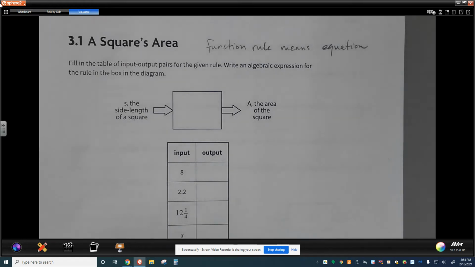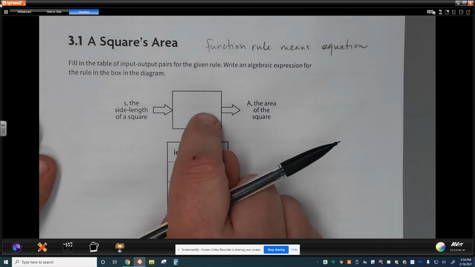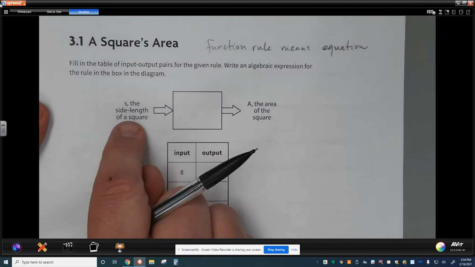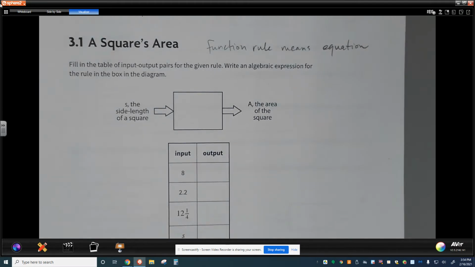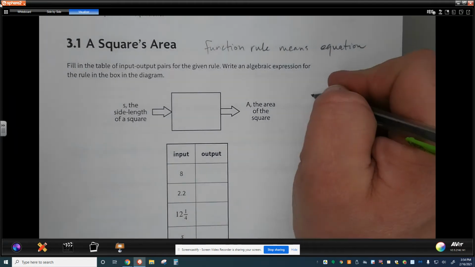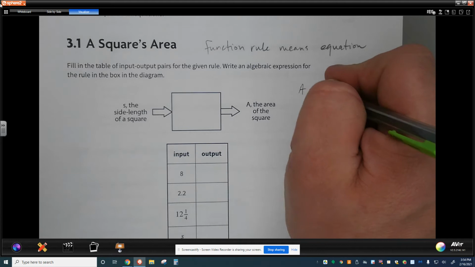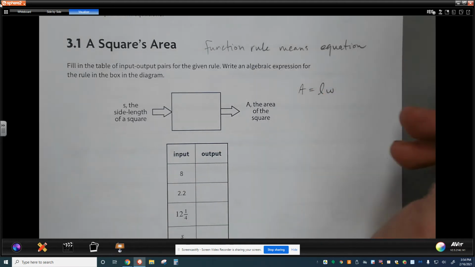When we look at this table as input-output pairs, we need to be able to write an algebraic expression inside of this box to write the rule that takes us from the side lengths of a square to the area of a square. If you recall that a square is a rectangular shape, so the area is going to be equal to length times width.